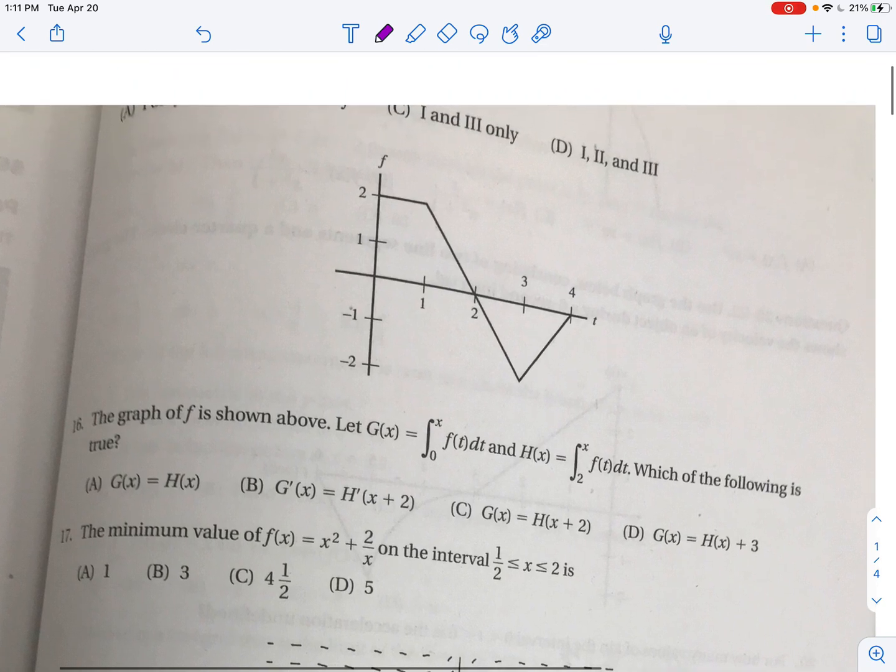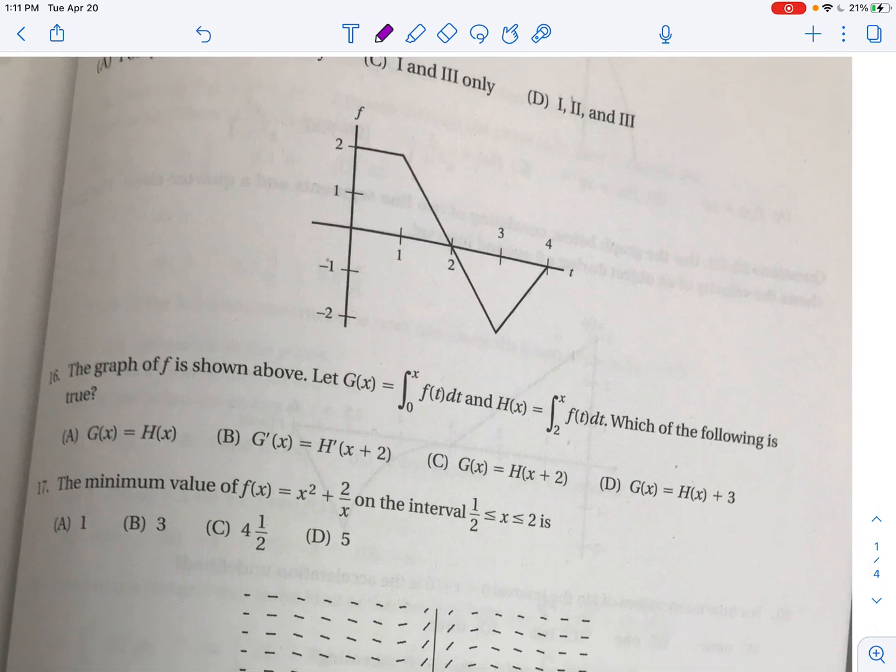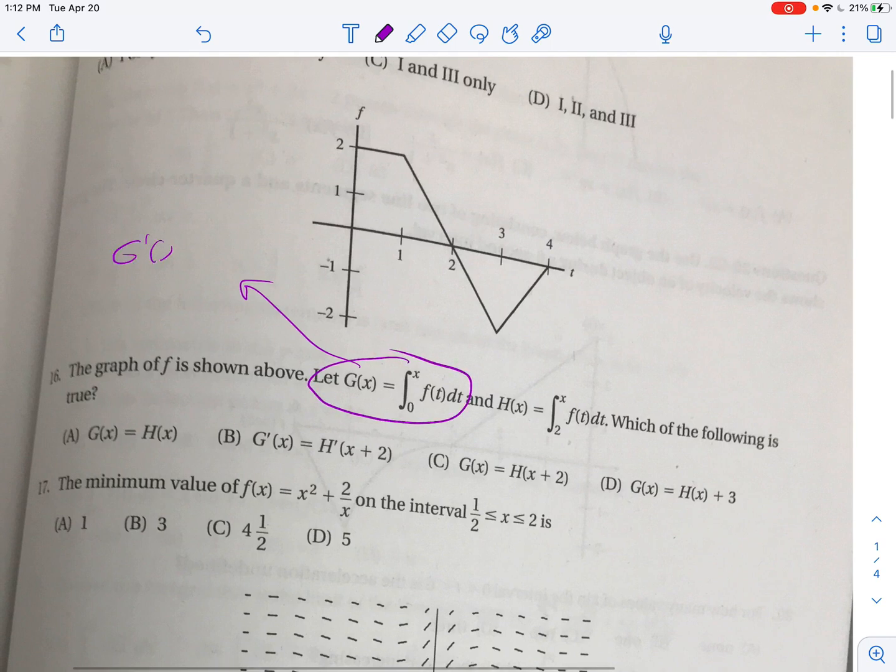So the graph of G is shown above, and the graph of f is shown above. Capital G is defined as the definite integral starting at 0. Capital H is defined as the definite integral starting at 2. Which of these are true? One thing I want you to have on autopilot from the second part of the fundamental theorem of calculus: once I see that I'm starting at a constant and ending at x, the rate at which G changes is f, and for the same reason, the rate at which H changes is f. But that's not quite a choice.